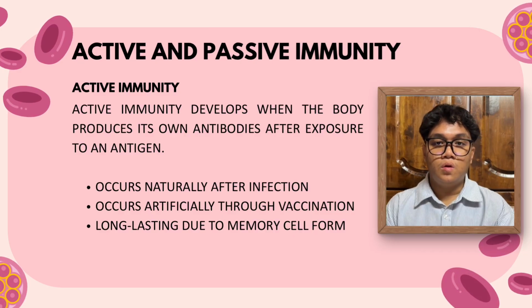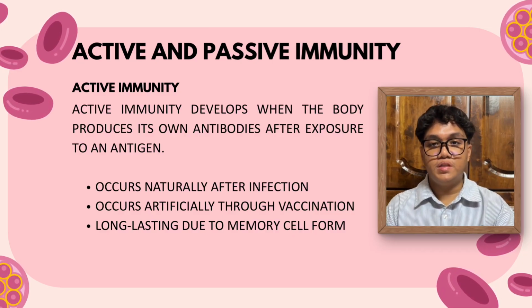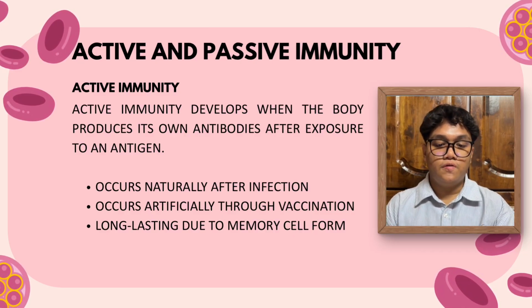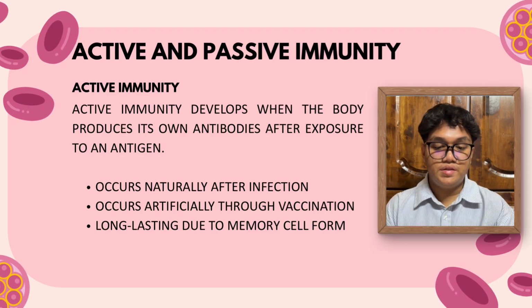Next, we move to active and passive immunity. Active immunity develops when the body produces its own antibodies after exposure to an antigen. It occurs naturally after infection, occurs artificially through vaccination, and is long-lasting due to memory cell formation.